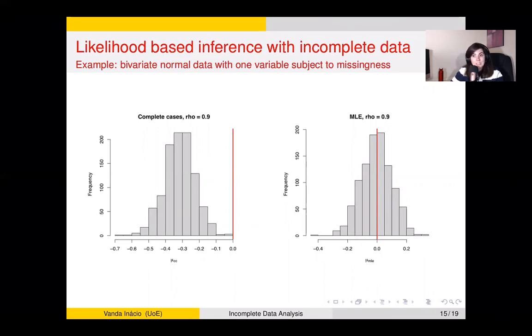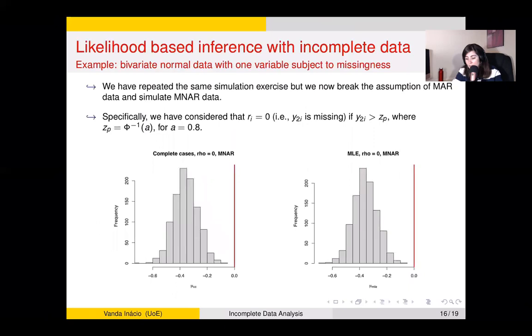So y1 is highly informative for y2, and because in my maximum likelihood estimate of mu2, I'm taking all the information that I have from y1, I'm estimating it well here. And now, let me break the assumption of ignorability.